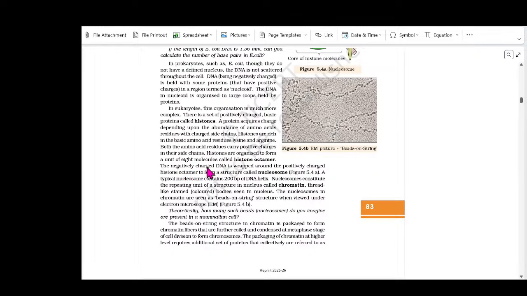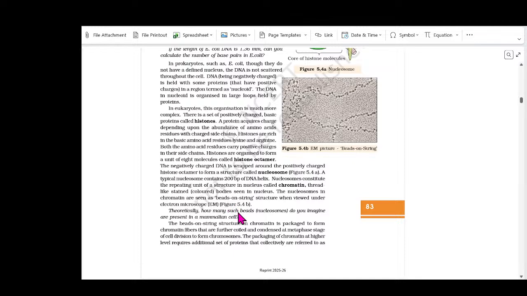The negatively charged DNA is wrapped around the positively charged histone octamer to form a structure called the nucleosome. A typical nucleosome contains 200 base pairs of DNA helix. Nucleosomes constitute the repeating unit of a structure in the nucleus called chromatin. Thread-like stained colored bodies seen in the nucleus, the nucleosomes in chromatin, are seen as a beads on string structure when viewed under the electron microscope, abbreviated as EM.